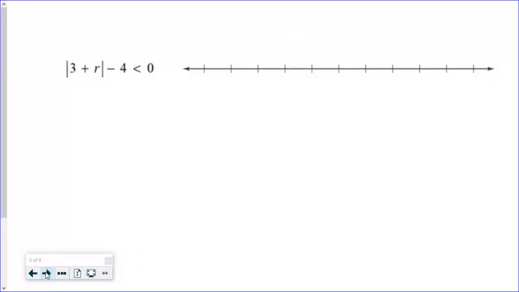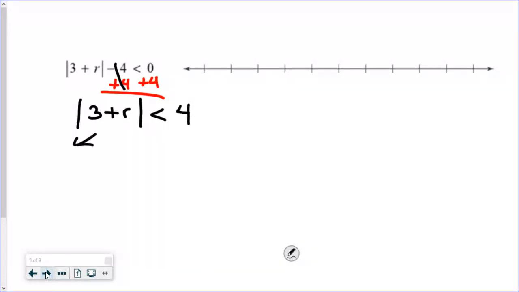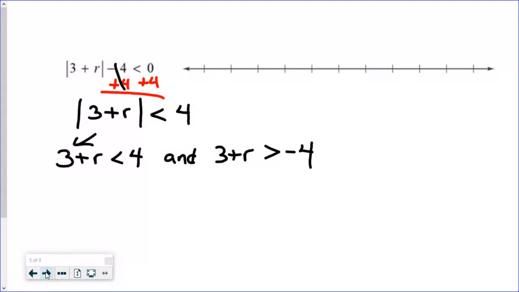by a negative still. Okay, this next one, the first thing you need to do, leave the absolute value, add 4. Remember, you can't split it until you have only the absolute value. So now we have 3 plus r, absolute value is less than 4. Now we split it. 3 plus r is less than 4. A less than is an and. 3 plus r is greater than the negative 4. Okay. Minus 3.